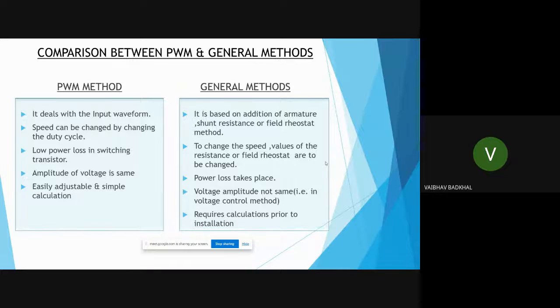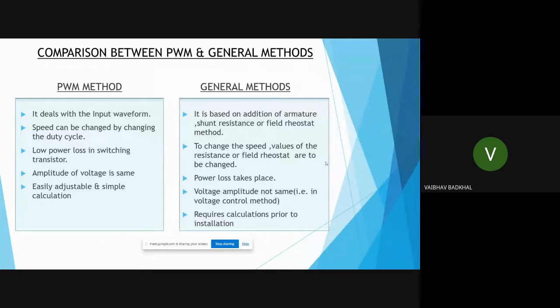Changing the duty cycle, whereas in general methods, to change the speed, the value of the resistance or field rheostat is to be changed. Low power loss takes place in the switching transistor in the PWM method, whereas in general methods, power loss takes place.